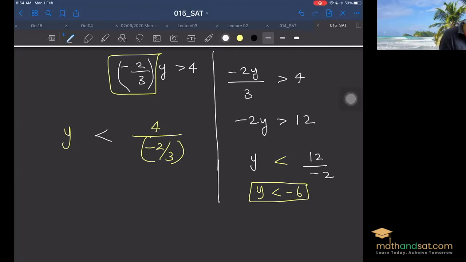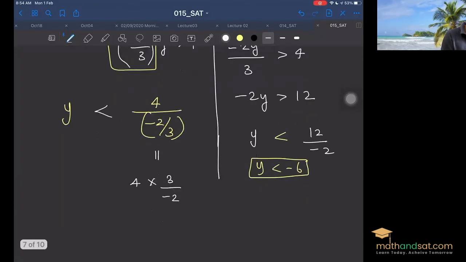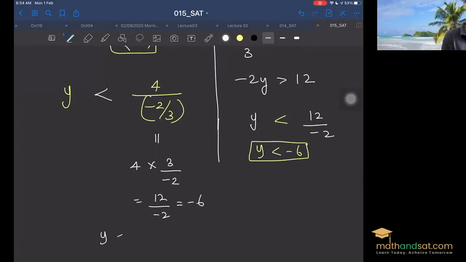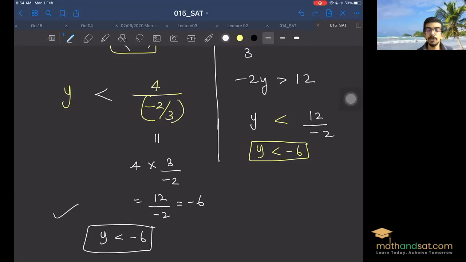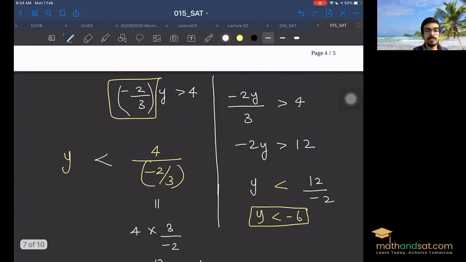So this is equivalent to 4 times 3 by minus 2, which is 12 by minus 2, which is minus 6. So we have y less than minus 6. Again, we got the same solution. You can do whatever is comfortable for you. You can do it in one step, or in 2 steps: multiply with 3 in the first step, then divide by minus 2 in the second step.